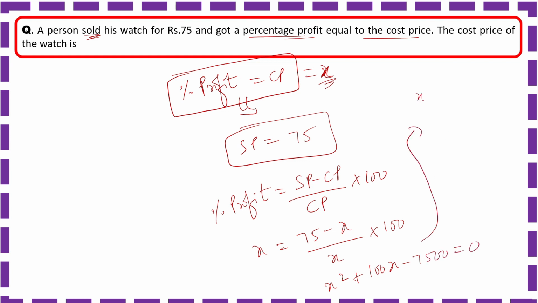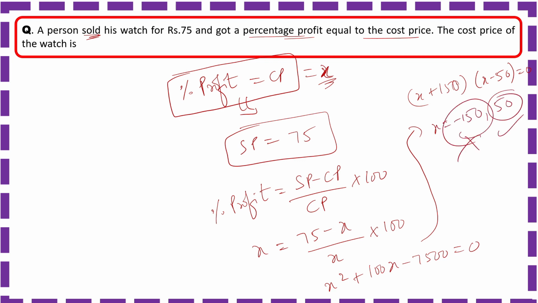(x plus 150) into (x minus 50) is 0. So here we get x as minus 150, and in the second case we get x as 50. So cost price won't be negative, right? So we must consider the positive one, which is 50. So the cost price is 50 rupees.